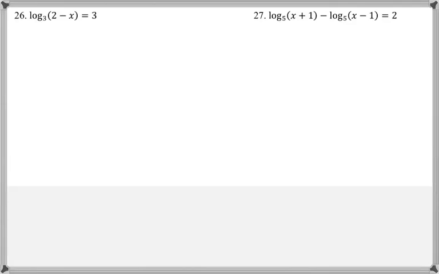On question 26, we see that we have a 3 here that's not on the inside of a logarithm. So this really changes how we need to do things. As a note, not everything is on the inside of a logarithm. So this is different. We actually need to use the transformation.